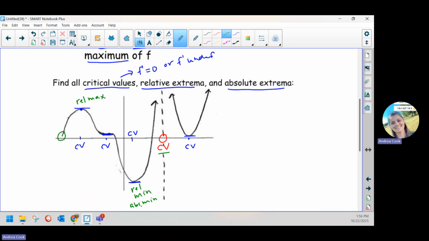This critical value is neither a min or a max. And this critical value here is a relative min. And again, this graph has no maximum because the function is not continuous on a closed interval. So that's the extreme value theorem. Because we have this asymptote here, it doesn't guarantee a min or a max.